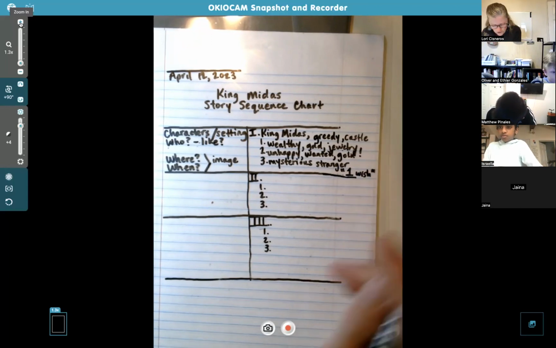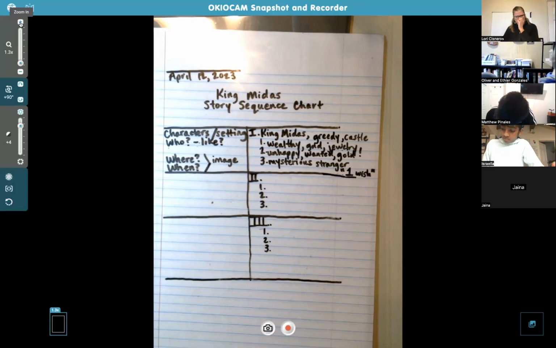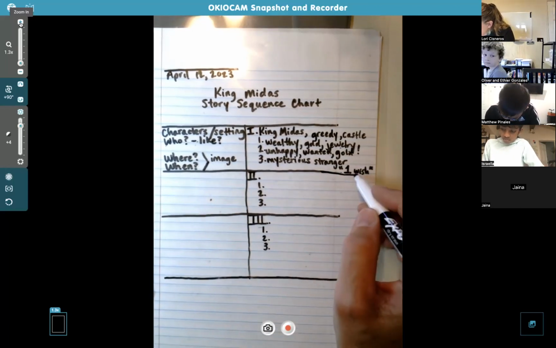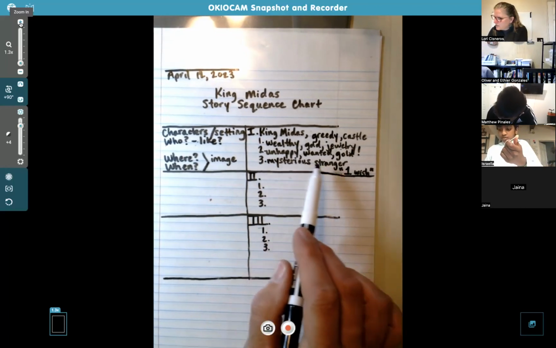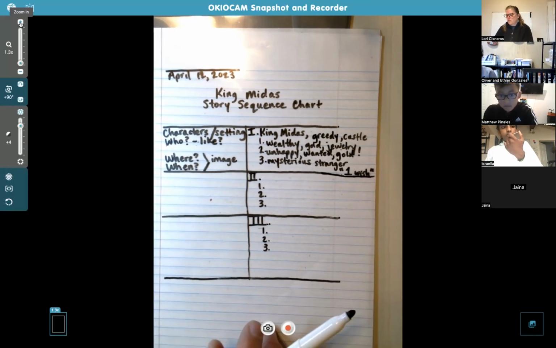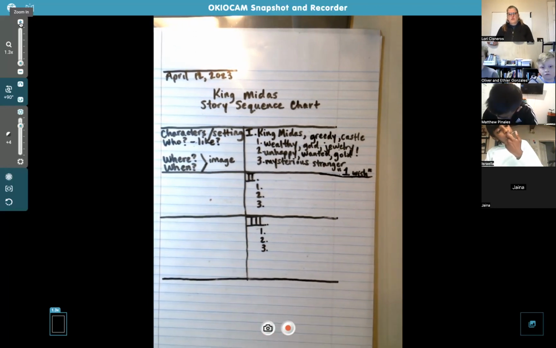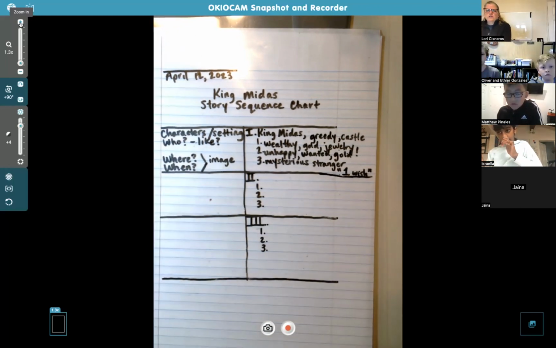One wish, like that. The number one, we don't have to count, right? Because it's a number, so we don't have to count that. So we've got mysterious stranger, one wish. Okay, so we got that first Roman numeral 1, the first paragraph, we got our key words.